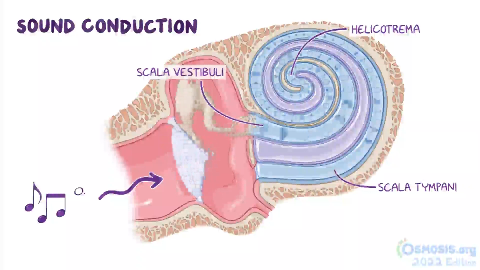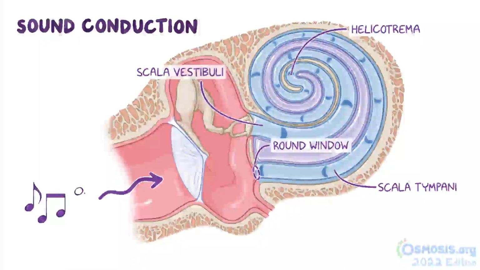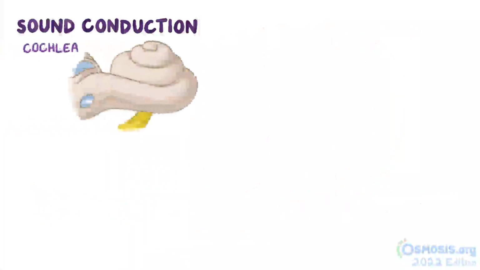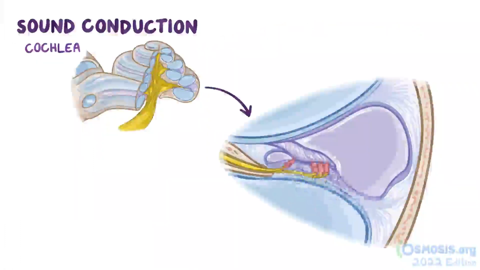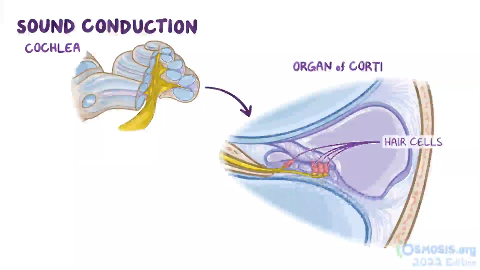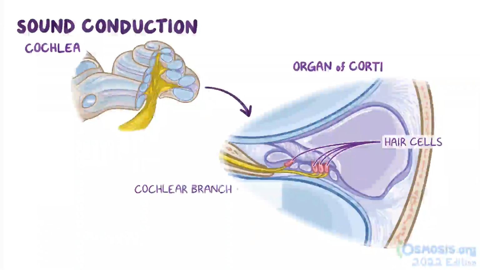They travel within the scala tympani to reach the round window, where the pressure waves are dampened by the secondary tympanic membrane. While traveling within the cochlea, the pressure waves push on the basilar membrane and cause it to move, stimulating the hair cells of the organ of Corti. This creates action potentials that are sent along the cochlear branch of the vestibulocochlear nerve, which has cell bodies in the spiral ganglion.